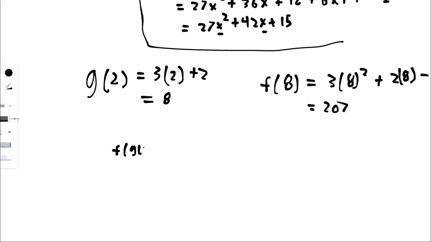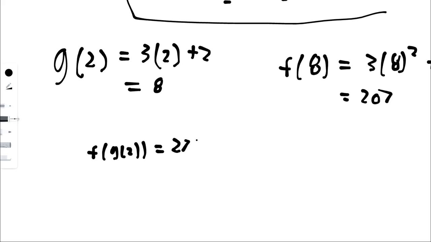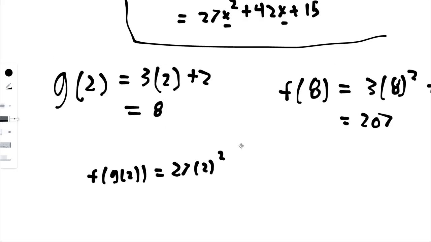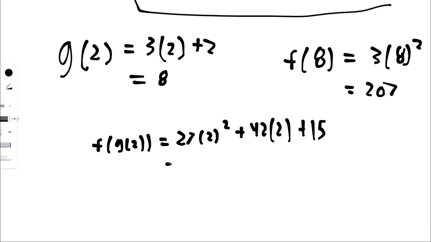So f of g of 2 is going to equal 27, and then 2 squared plus 42 times 2 plus 15, which I already checked, it also equals 207.